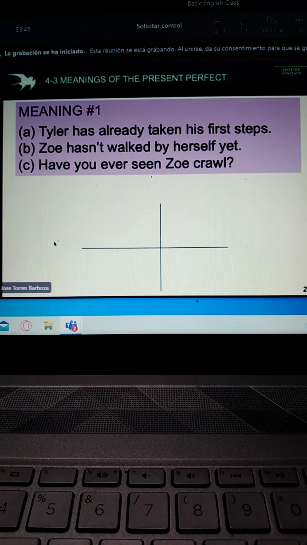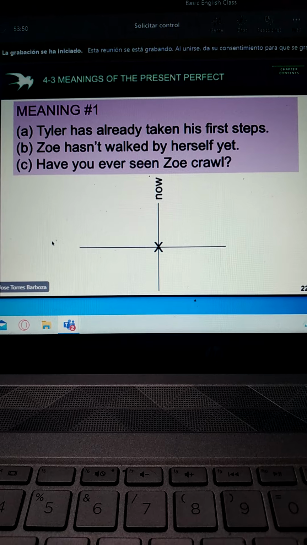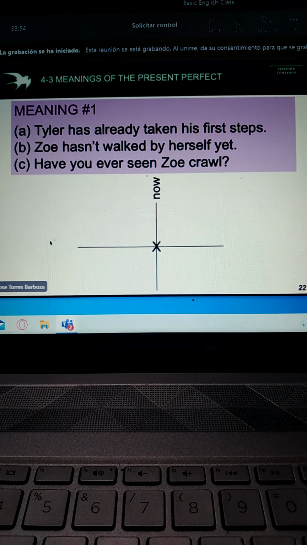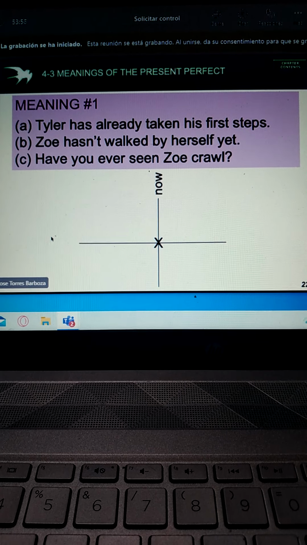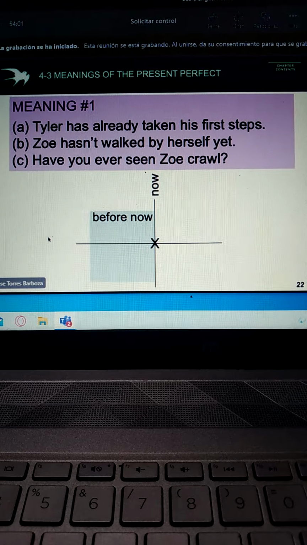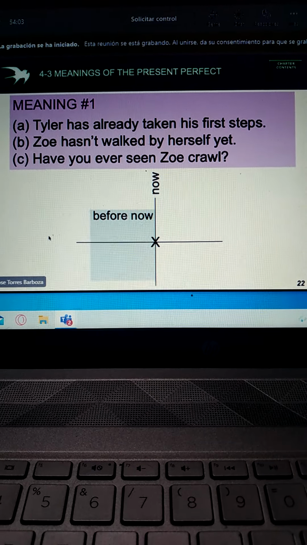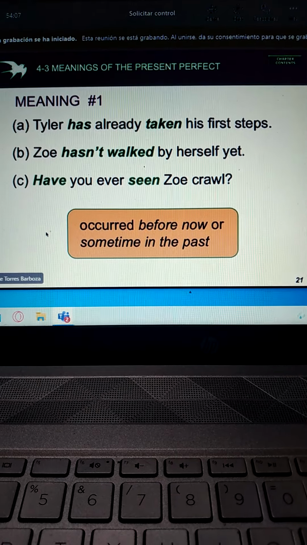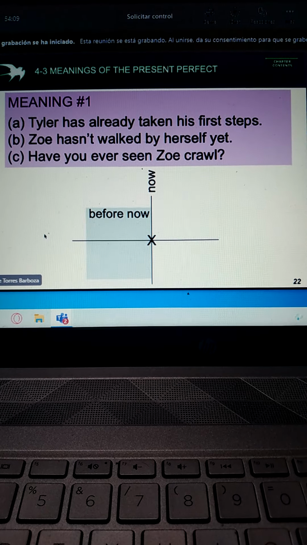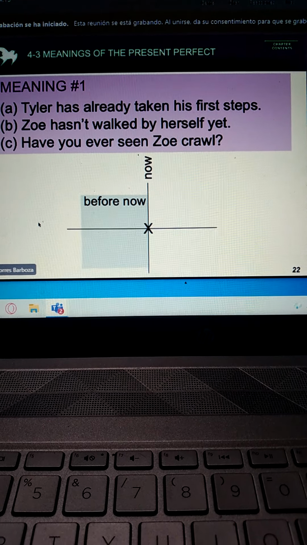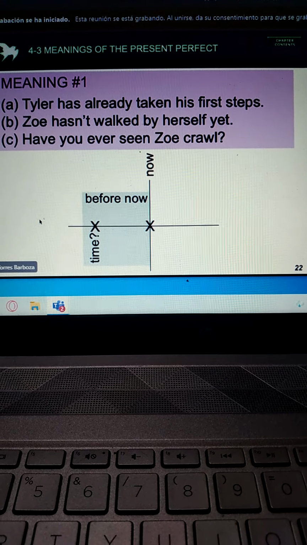Look at this. Here we have the graphic. Tyler has already taken his first steps. Sue hasn't walked by herself yet, or have you ever seen Sue crawl? Before now, as I showed you, before now or sometime in the past. So this is now, so before now, that's the time.